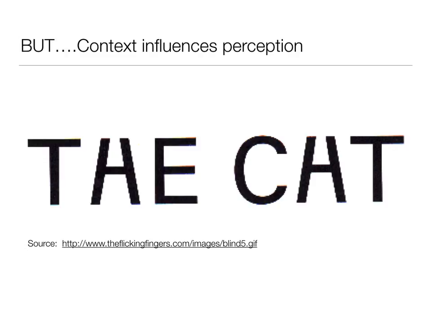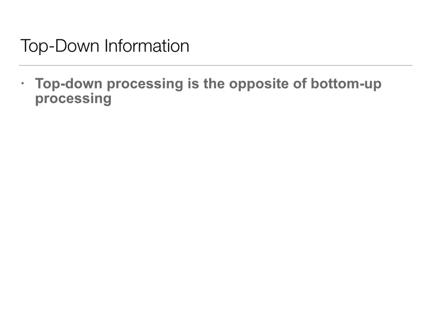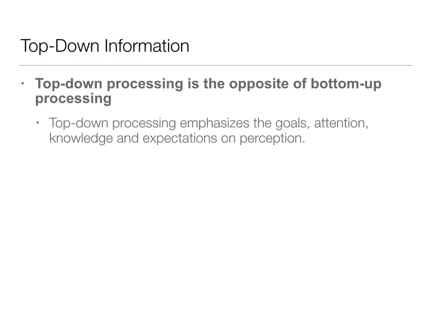We've got some information that's going to be helpful to figuring out what these things are because we've experienced these stimuli before. So again, top-down processing is the opposite, as it sounds, of bottom-up processing. Top-down processing is going to really emphasize those goals, attention, our knowledge, and our expectations. So when we see letters, we expect to read. That's an expectation. That's top-down processing.